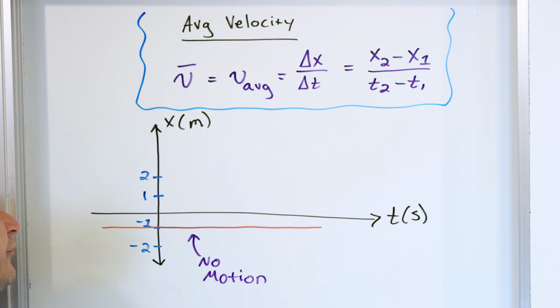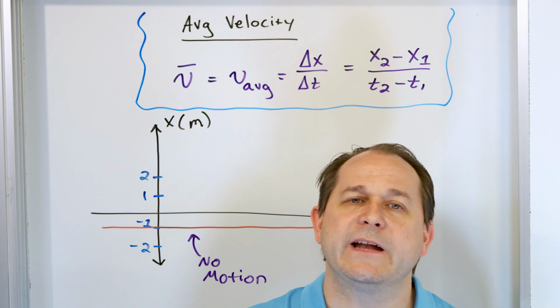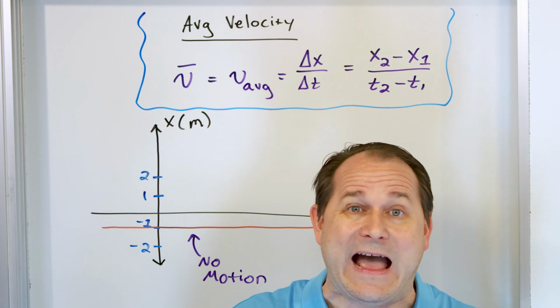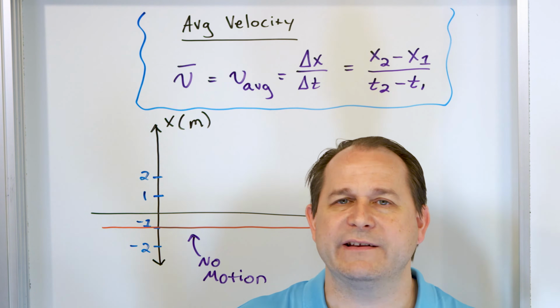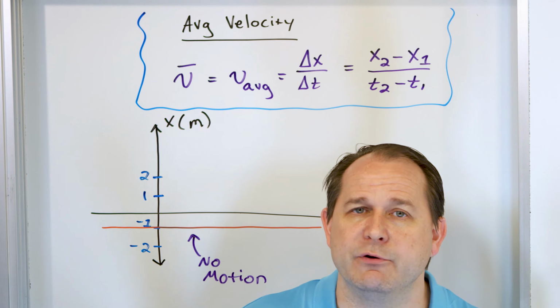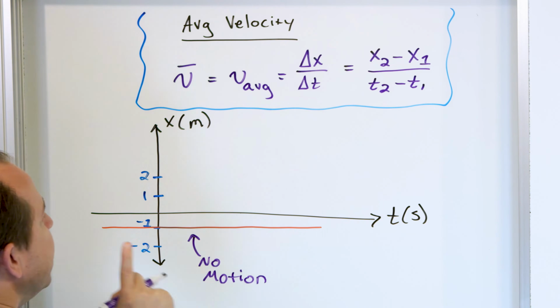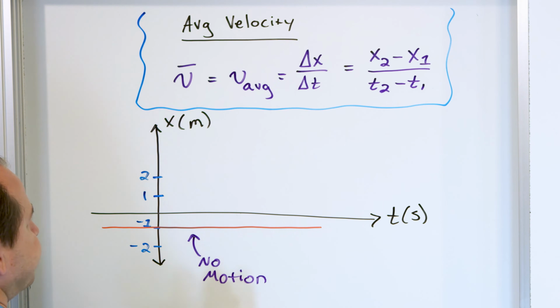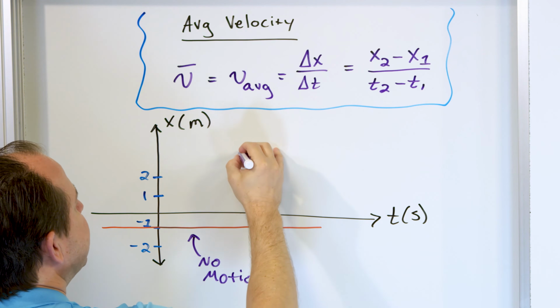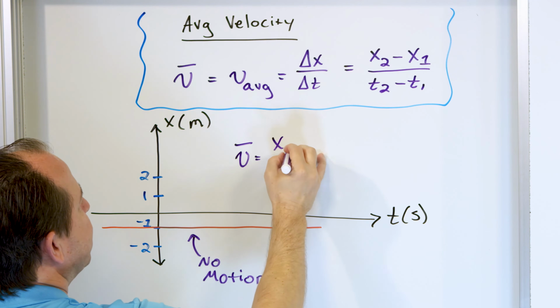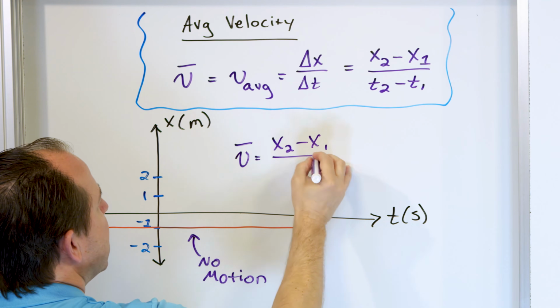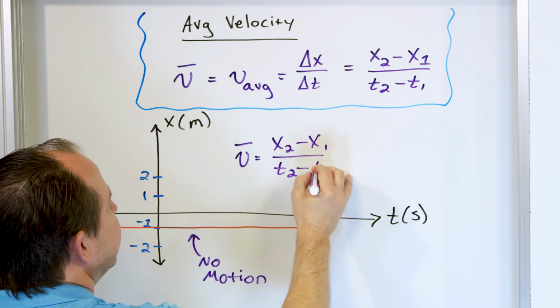Now, because we know there's no motion here, we expect that if we were to calculate the average velocity between any 2 points in time, we should get 0, because we know the thing is not moving. Let's apply it and see what we get. So let's go over here and calculate the average velocity. We'll write it with a little bar on top: x2 minus x1 divided by t2 minus t1.